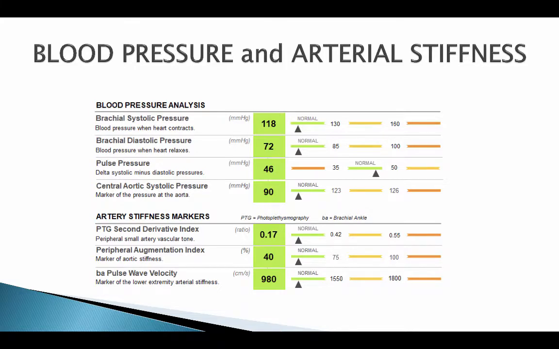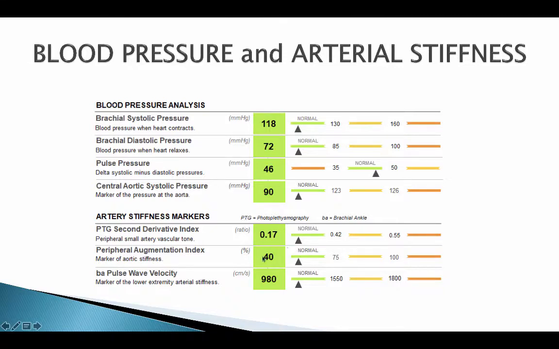So the first component of the test is the blood pressure. And obviously, this is a young, healthy person with a blood pressure of 118 over 72, very normal. But it also gives you an indication of the pressure in the aorta. And this can sometimes be valuable, with blood pressure normal and abnormal pressure at the aorta.